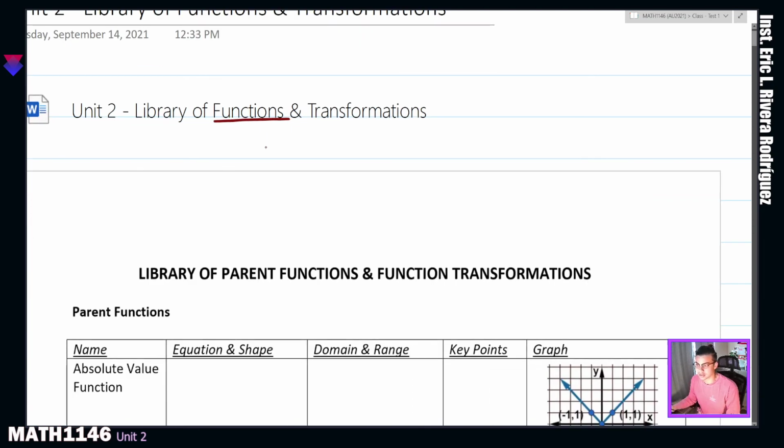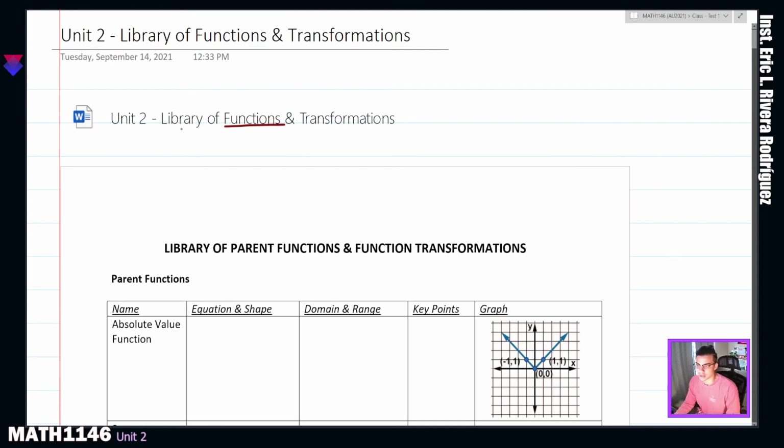Hence, unit number 2 is going to give you the library of functions. Those are going to be the most common functions that you are going to see in an entire math academic career. And we are going to study their properties and transformations and how we can use them, right? So unit number 2 is a must. It's something that you need to complete 100%.